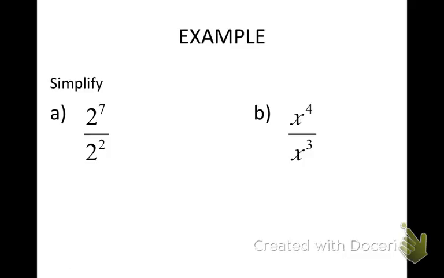X to the 4th over x to the 3rd would be x to the 1, which is just x.